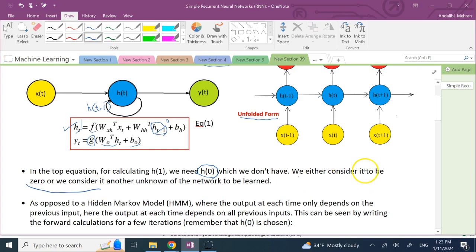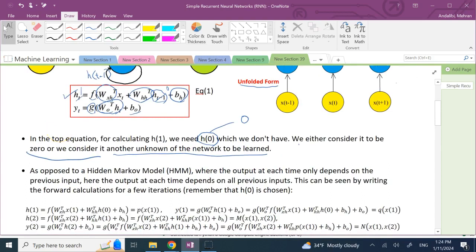Sometimes we don't. We consider it another unknown parameter, like these weights and biases, and we try to learn it with steepest descent or any other algorithm. But many times we simply consider this to be 0 for simplicity, and then, of course, the network is going to compensate for that if it's wrong. Because if h0 is not 0, the network very fast tries to learn and adapt and adjust, or catch up for that h of 0 that was not 0 but you forced it to be 0.